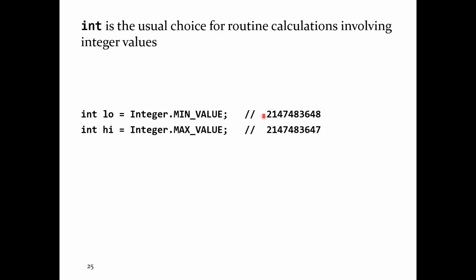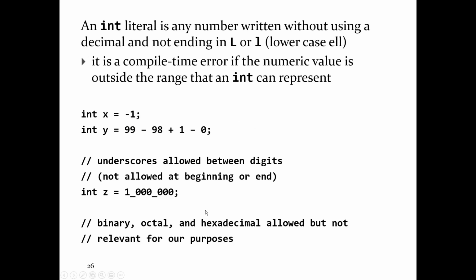You don't have to remember what their actual values are. You can always get them using the named constants there. An int literal is any number written without a decimal and not ending in capital L or lowercase l. If it's a number that ends in capital L or lowercase l and doesn't have a decimal in it, then that's a long literal. So int literals are just plain integer values.